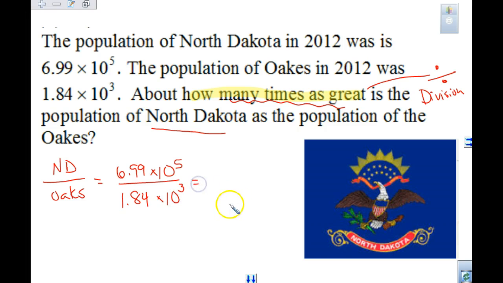I need someone soon to volunteer that's going to be my reader for the next one. When we do that on your calculator, you are taking 6.99 and dividing it by 1.84.